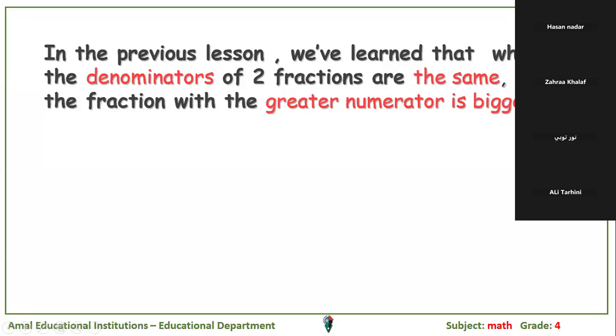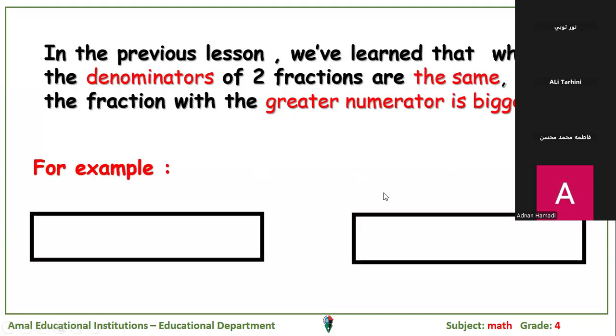So now I will start a new lesson, comparing fractions 2. Small revision. How do we compare two fractions having the same denominators? When we have the same denominators, we compare the numerators. The fraction with the greater numerator is bigger. Do you understand?